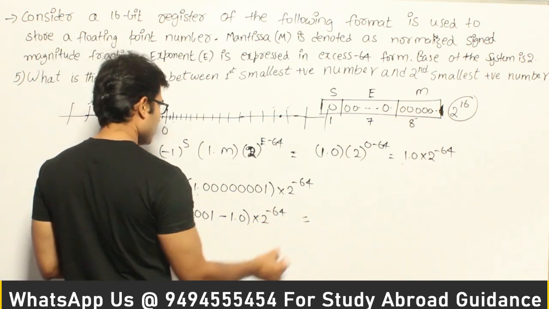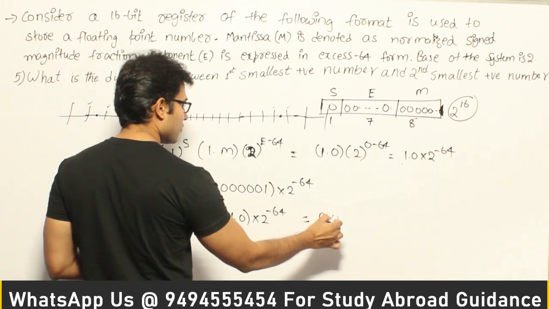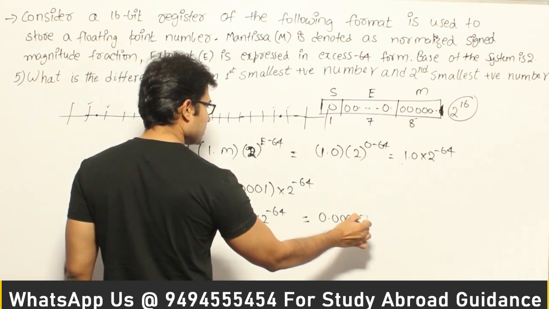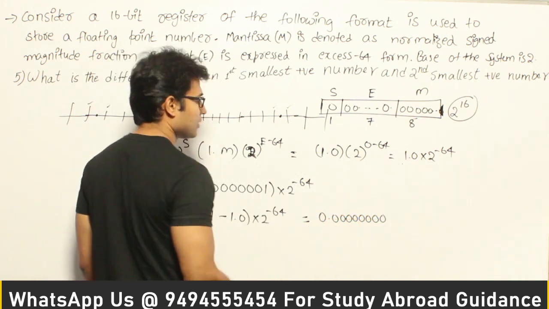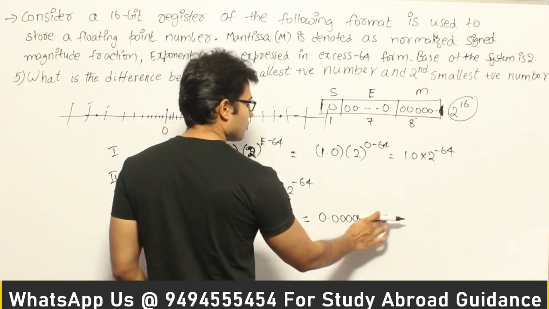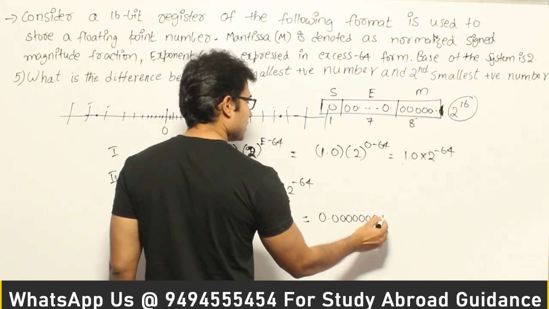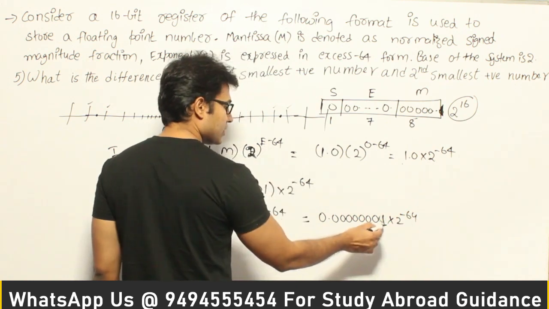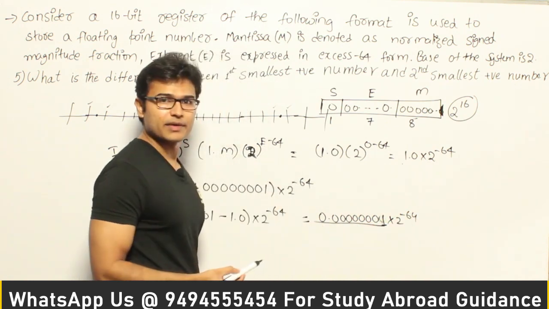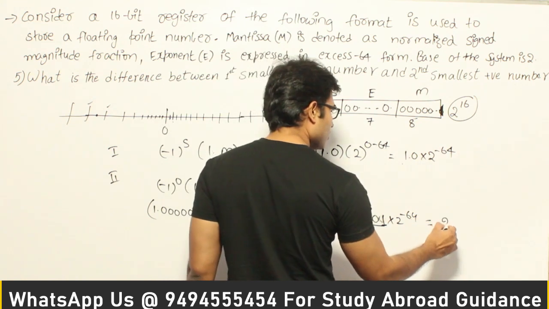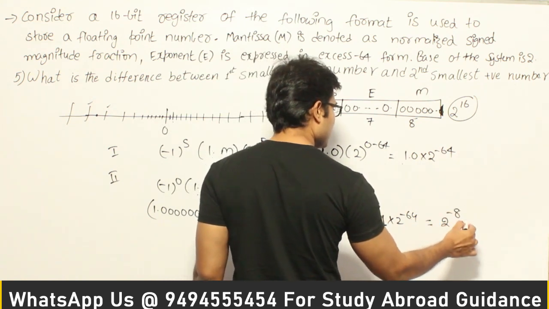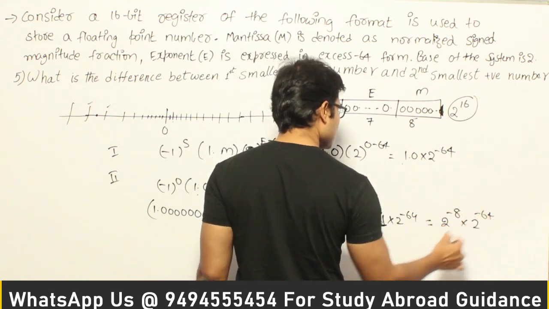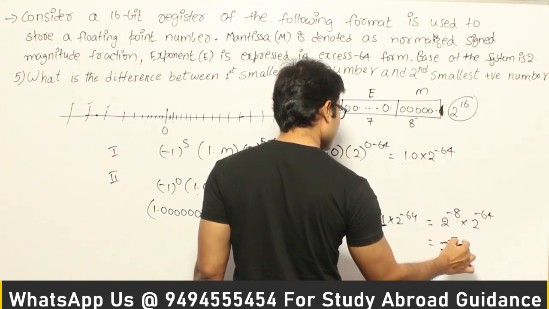Now what is it that we are going to get? It is going to be 0.1234567 into 2 power minus 64, right? Now this number is going to be 2 power minus 8, isn't it? So 2 power minus 8, and this number is going to be 2 power minus 64, so it is going to be 2 power minus 72.